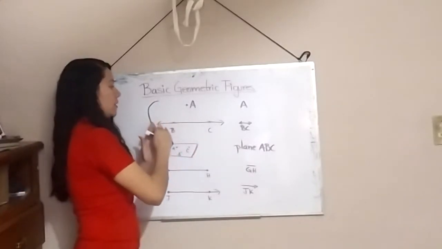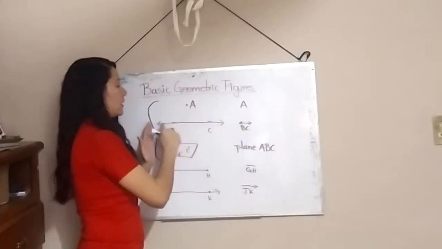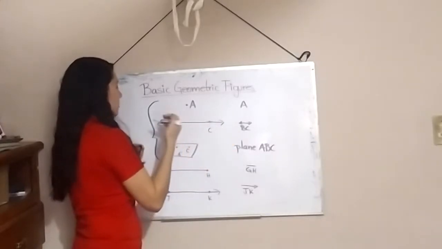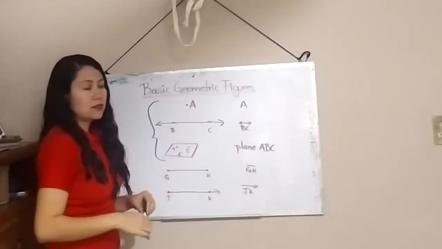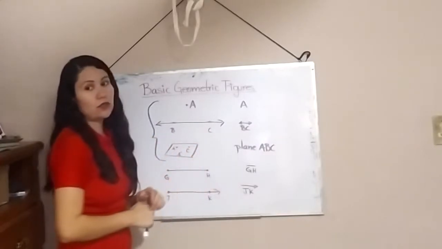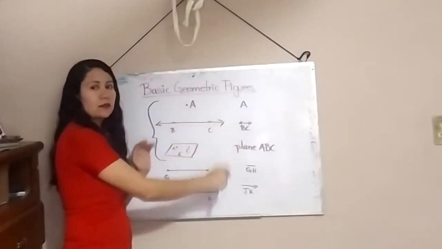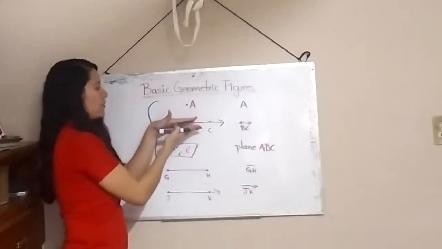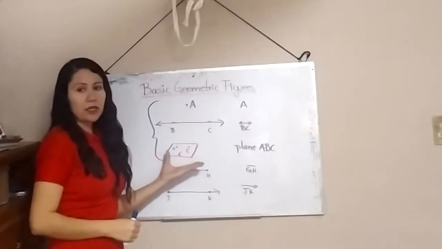A series of dots connected form a line. A line has no beginning and no end. That's what these arrows represent. They represent that the line goes on forever on one side and the other. A line has one dimension. It has length. Next we have a plane. If we have many lines piled up together, we will get a plane.